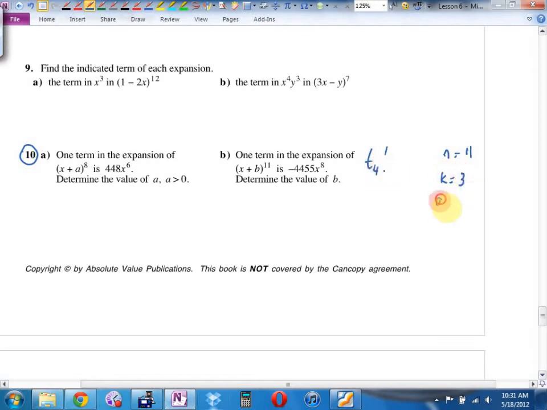What's a? What's b, strangely? So if we're using this t sub k plus 1 equation, it would end up being 11 choose k, a to the n minus k, b to the k. So far, so good?